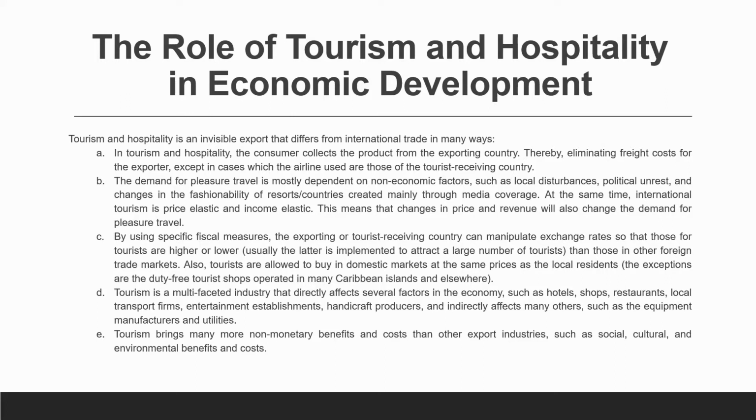Fourth, tourism and hospitality is a multifaceted industry that directly affects several sectors in the economy, such as hotels, shops, restaurants, local transport firms, entertainment establishments, handicraft producers, and indirectly affects many others, such as equipment manufacturers and utilities. And lastly, tourism and hospitality brings many more non-monetary benefits and costs than other export industries, such as social, cultural, and environmental benefits and costs.